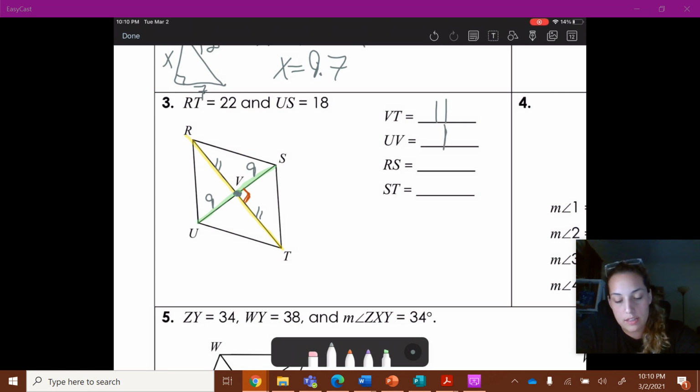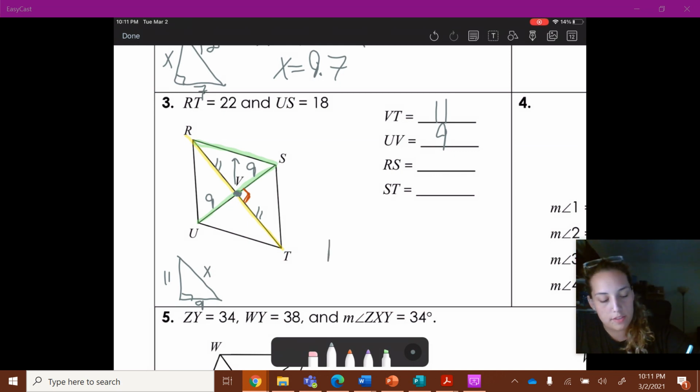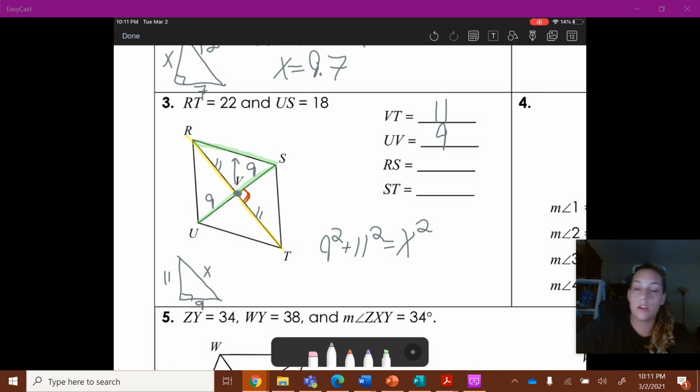11. UV is 9. RS is the length of the side right here. Well, I happen to know I have a right triangle right there with a side length of 11 and a side length of 9. And the hypotenuse is always opposite the right angle. So I'm looking for that hypotenuse. Once again, the Pythagorean theorem will solve for a missing side of a right triangle. In this case, it would be 9 squared plus 11 squared equals x squared, or c squared, or whatever you put there. You have to solve for that missing side. And I happen to have the inside knowledge that x is 14.2.